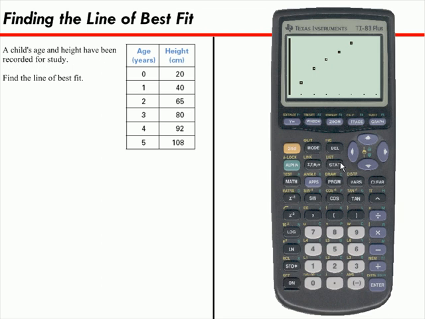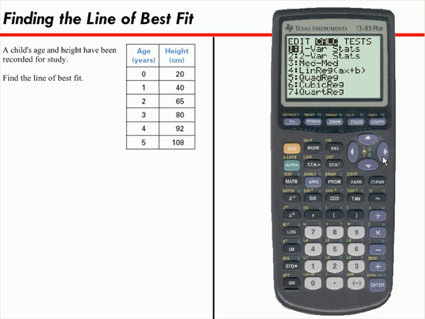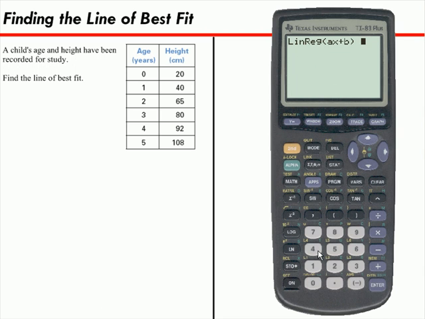So we'll go back to Stat and hit that once. I'm going to scroll over one time to Calc. And what I'm calculating here is a line of best fit, which is linear regression. That's number 4 on the list. So I'll hit 4. And now it's just asking for the two lists that we want to use. Well, that's L1 and L2.